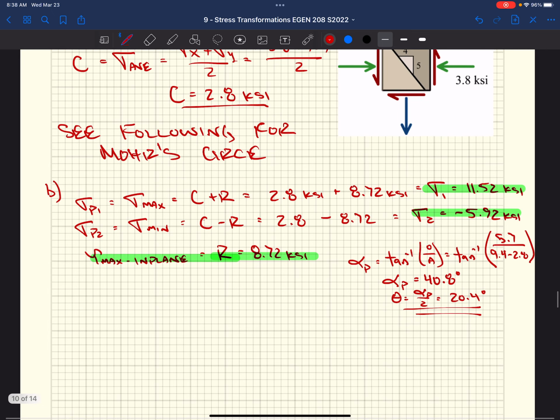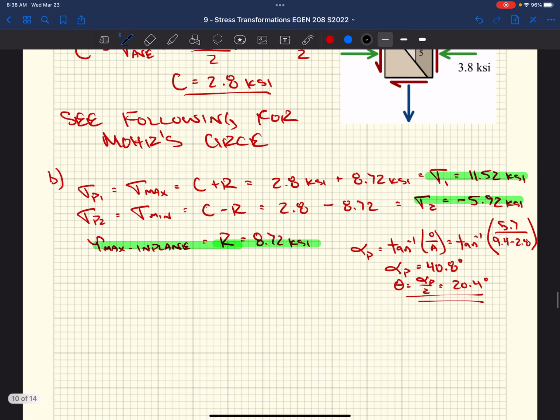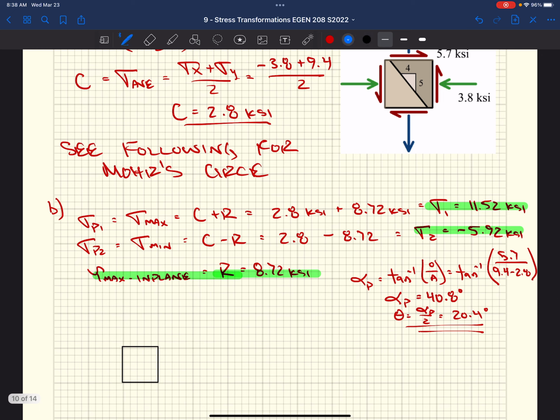Well, that means we would take our element. So we have our original element. It looks something like that, and we have stresses attached to it. It's essentially the stress block up in the right-hand corner. I just duplicated it down there. That's our known stress element.